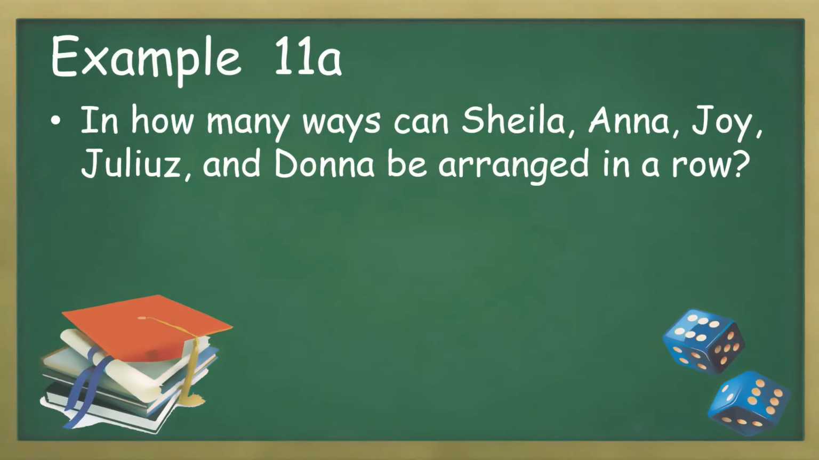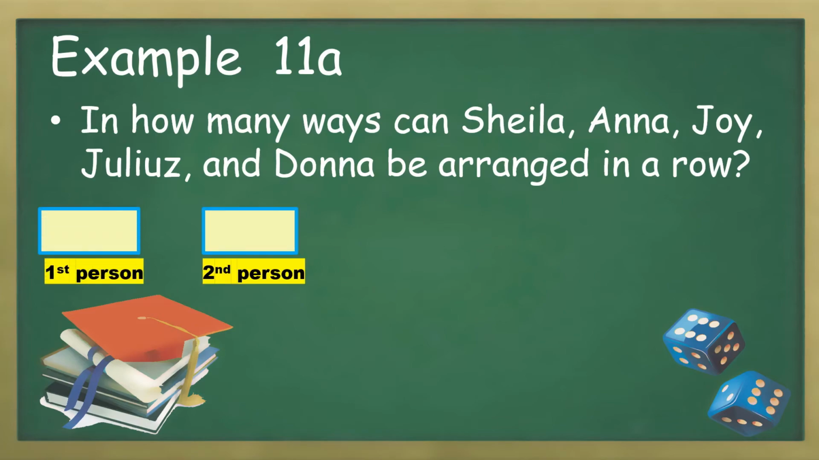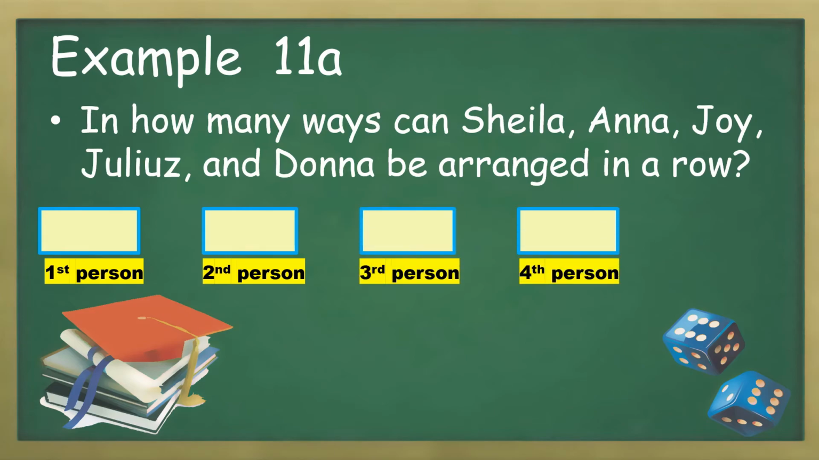Let's have another one. In how many ways can Sheila, Anna, Joy, Julius, and Donna be arranged in a row? Since you're going to arrange 5 persons in a row, there will be 5 selections. So selection for the first person, selection for the second person, third person, fourth person, fifth person in a row. For the first person, we can choose among the 5. So therefore, we will have 5 choices. Then for the second person, we can only choose from the remaining 4 persons because one of the persons is already in the first position.